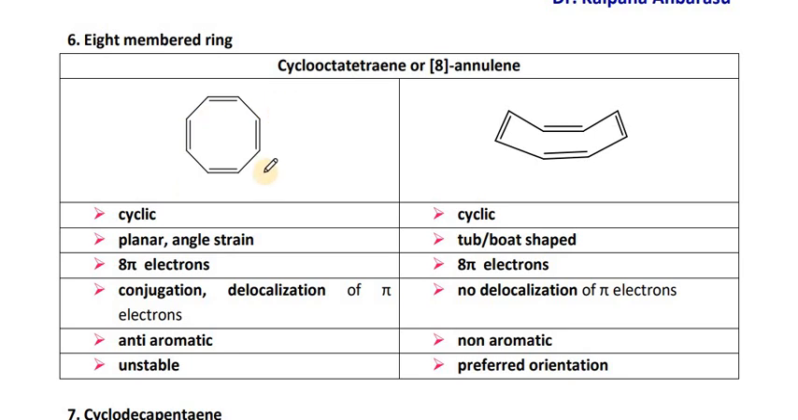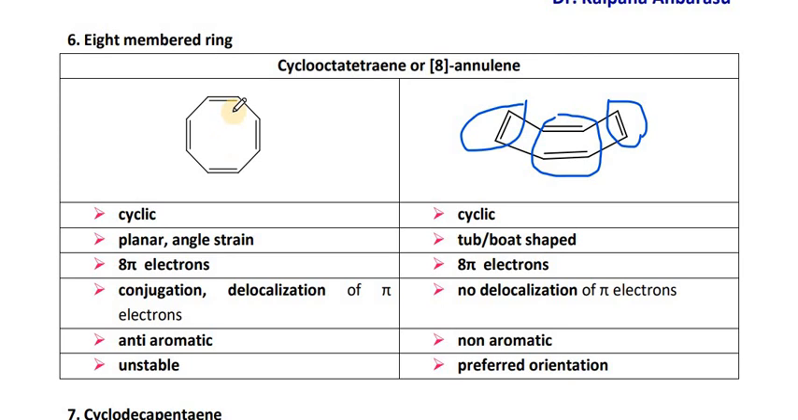Since it has angle strain, it does not prefer to be planar. Immediately, it changes its structure to tub-shaped or boat-shaped. In the boat or tub shape, it is still cyclic in nature, a ring form, but it is not planar. These 2 carbon atoms and these 2 carbon atoms, totally 4 carbon atoms, will be in one plane, and the other 4 carbon atoms will be in another plane. Therefore, the electrons cannot move across 2 planes. Delocalization is not possible. Even though it has 8 pi electrons, there is no delocalization. Therefore, it is non-aromatic. It prefers to be non-aromatic because there occurs stability.